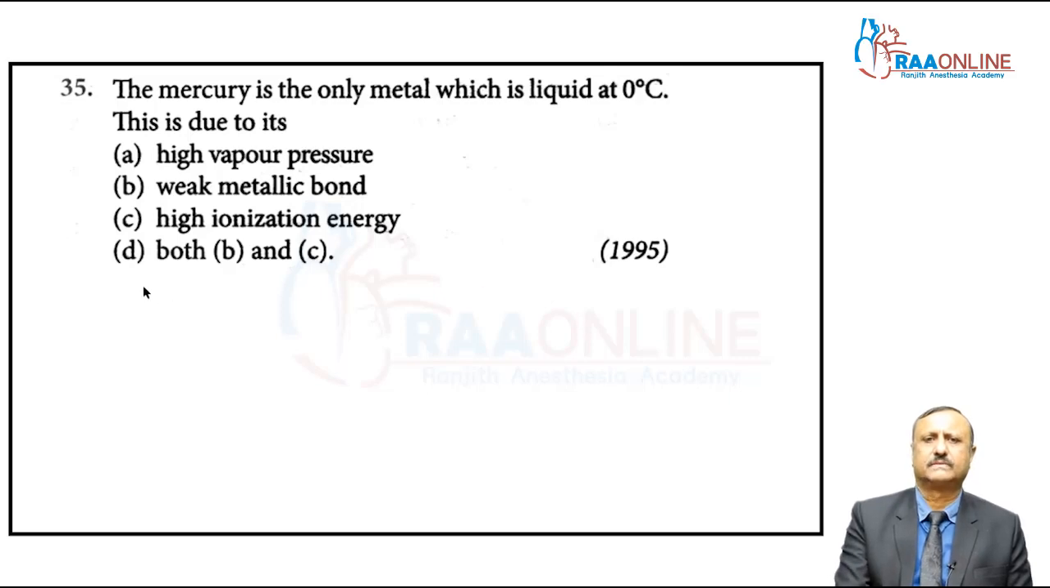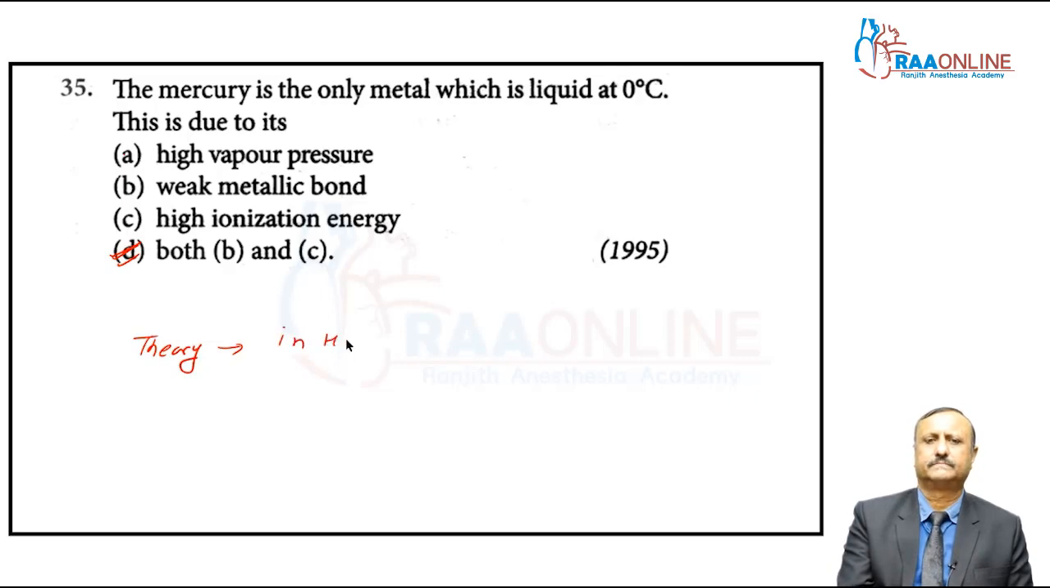Here, my dear students, this is due to high vapor pressure, weak metallic bonding, and high ionization energy. It is a theoretical question: in mercury, high ionization energy is present and weak metallic bonding is present, that is why it is in the liquid state. So, you can go with answer D.